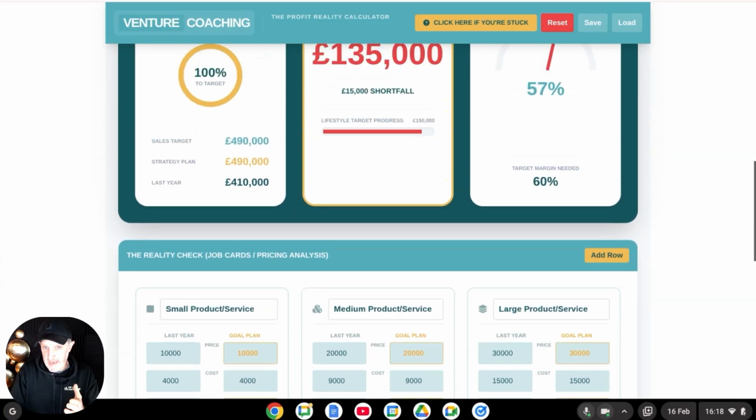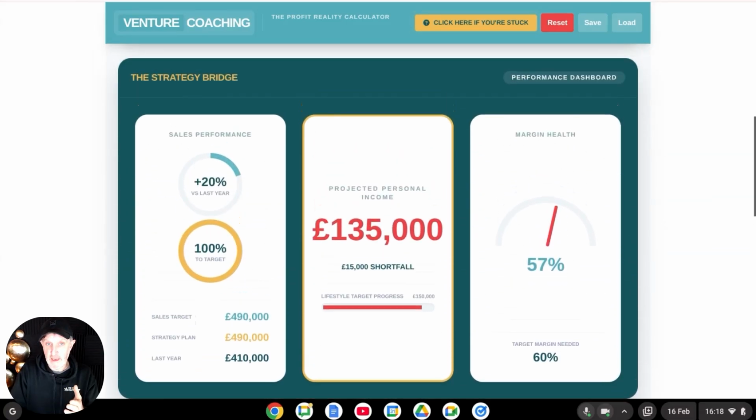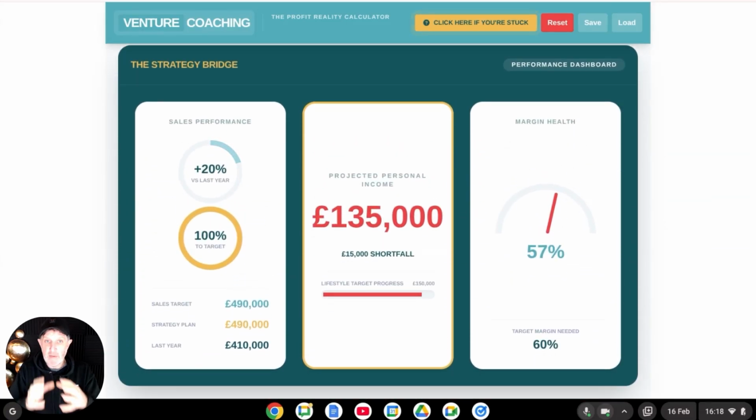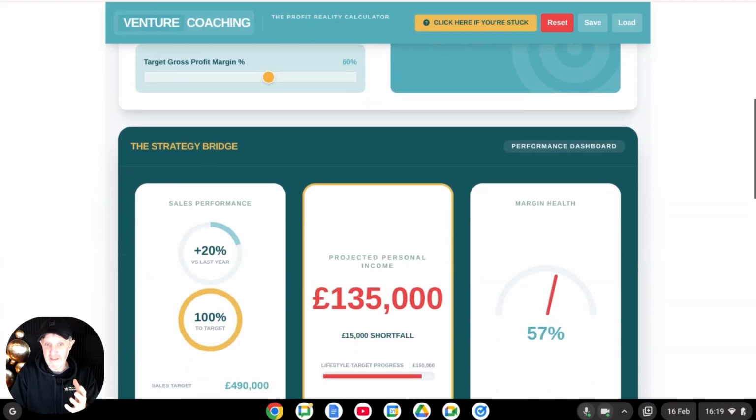Now, what we then do is we return up here to the strategy bridge, and we take the total of all our cards. That's why we don't really need any more than 9, because you'll start fighting with your own maths down there just to get to the totals. But we're going to say, actually, if I take those cards, they're all going to come to 490,000. My sales target is £490,000.